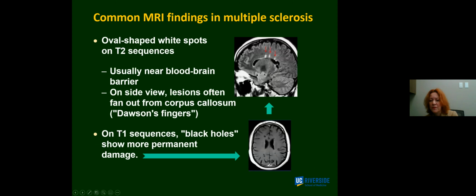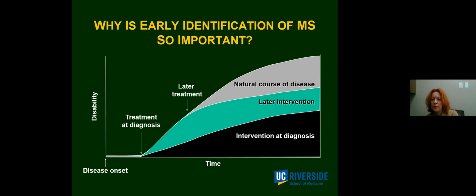I don't know if anyone's heard of Dawson's fingers. They look like finger-like projections. This is a side view MRI, and they show where the blood-brain barrier is. And these are typical areas for these lesions. And there's another picture of black holes. So I think it's helpful, by the way, to ask your neurologist to go over your MRIs with you if you haven't. I think it can be helpful if you're interested to see these.